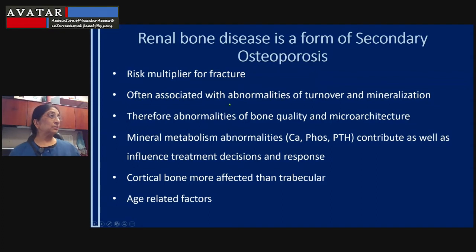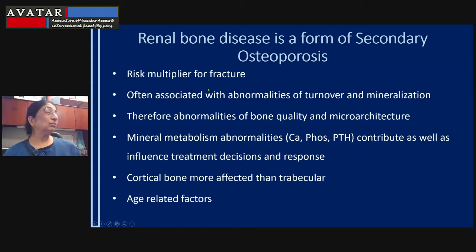It's often associated with abnormalities of turnover and mineralization, and these abnormalities often translate to poor bone quality and microarchitecture. The mineral metabolism abnormalities that we encounter in chronic kidney disease would contribute as well, and they would influence treatment decisions and response, as well as serve as markers for monitoring. The structural correlate of secondary osteoporosis here is the fact that cortical bone is more affected than trabecular in the osteoporosis that we encounter in the setting of CKD MBD.